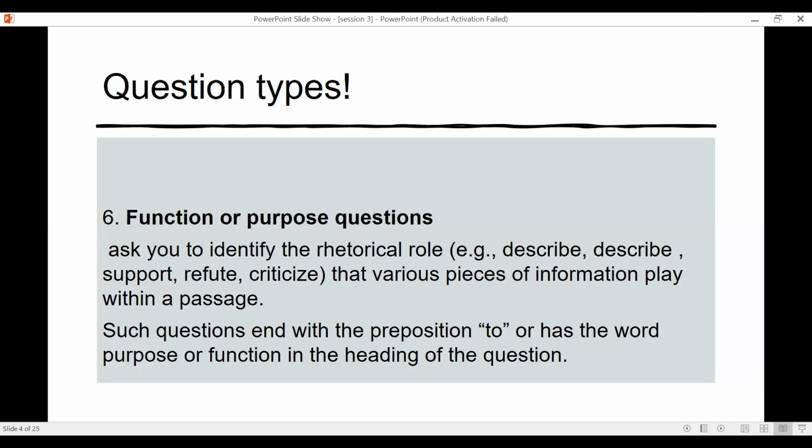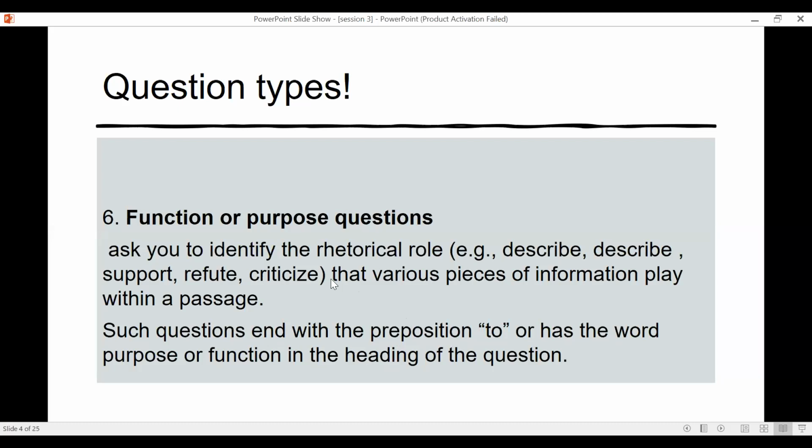Number 6, which has to do with the function or purpose questions. How do I know them? Look at the last 2 lines of the slide. Such questions end with the preposition to, or have the word purpose or function in the heading of the question. So this is how to know the function or the purpose questions.